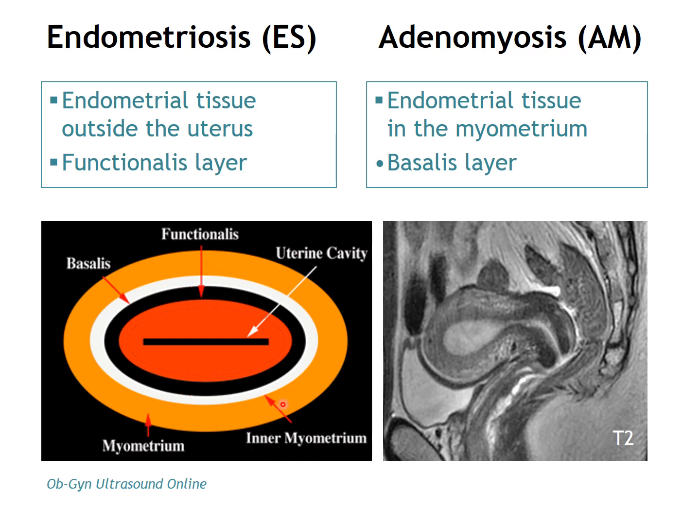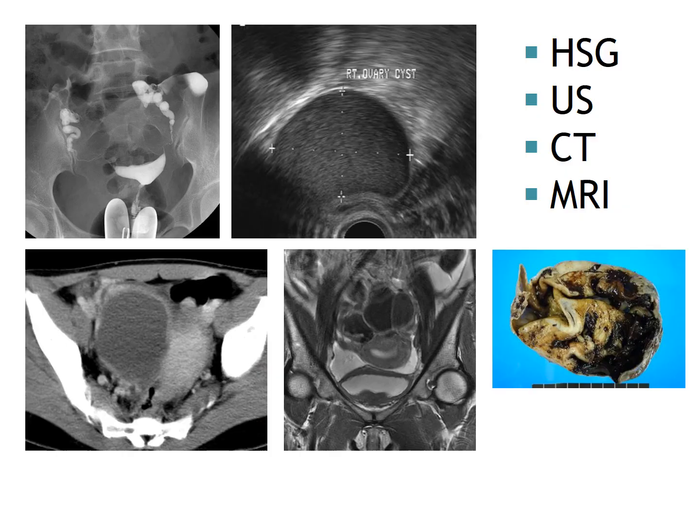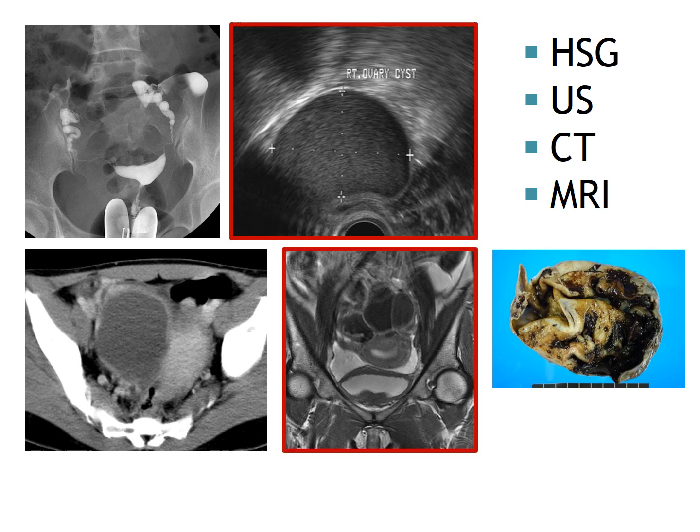This white layer indicates inner myometrium representing junctional zone, which appears as a low signal intensity layer at T2 weighted MRI. This junctional zone is important in adenomyosis. We may use hysterosalpingography, ultrasound, CT, or MRI in making diagnosis of endometriosis and adenomyosis, but mainstay of imaging is ultrasound and MRI.